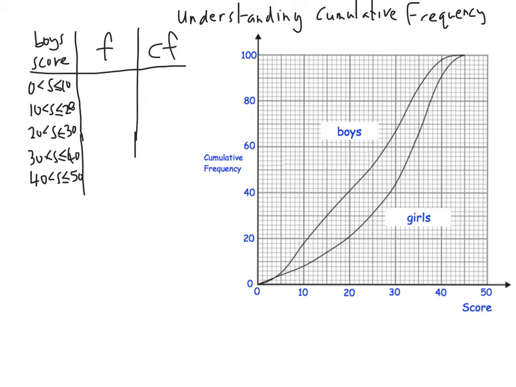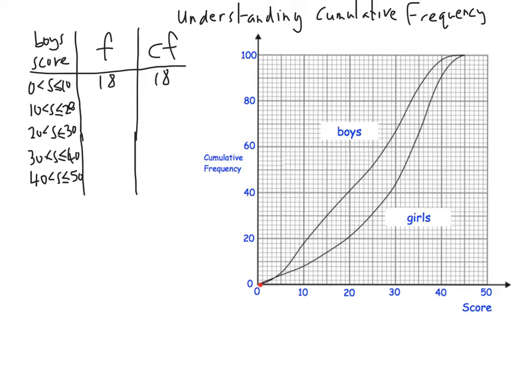Okay, so that's what the groups are, and you can see in the first one, if you go from the group 0 to 10 for the boys, it's up at 18. 18 is a cumulative frequency there. So that means 18 boys scored 10 or less. So actually in that first group there were just 18.